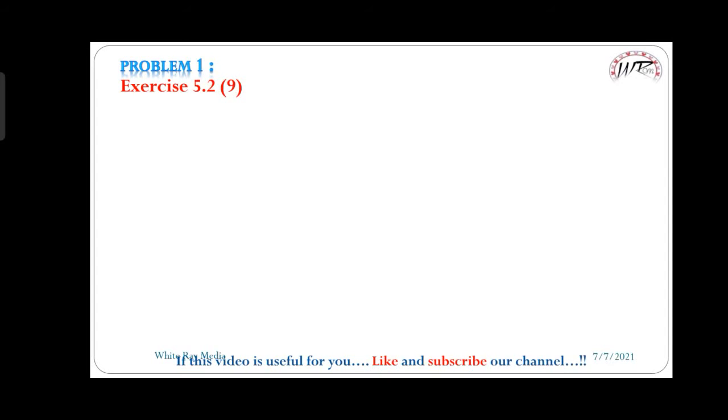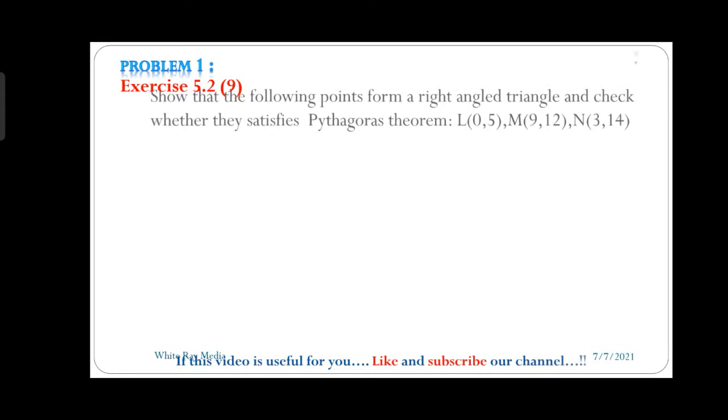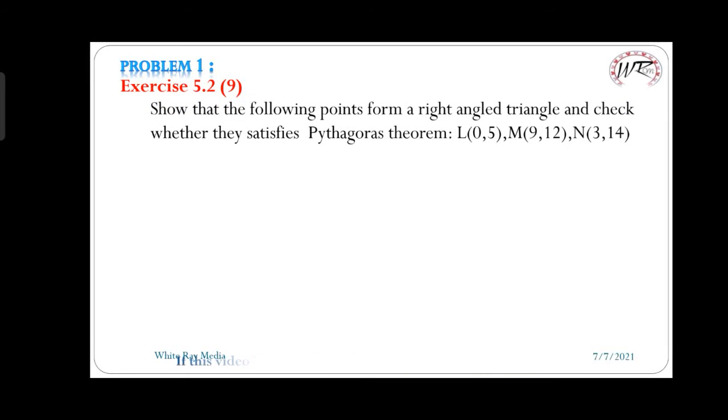Problem 1, exercise 5.2, 9th sum. Show that the following points form a right angle triangle and check whether they satisfy Pythagoras theorem. Points L (0, 5), M (9, 12), N (3, 14). Let us see the solution.